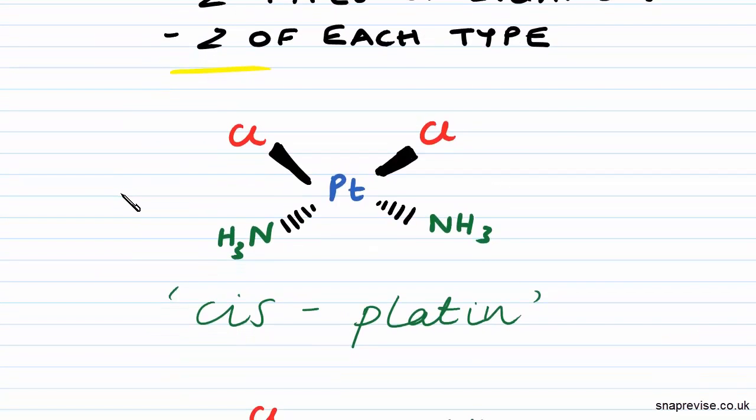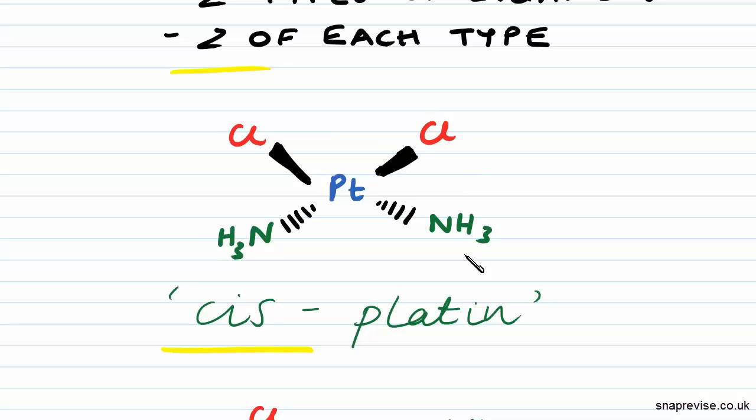Now you'll be familiar with this special little complex ion here, cis-platin. Now you can see it contains central ion of platinum surrounded by two ammonia ligands and two chloride ligands, and it abides by the rules. It has two different types of ligands and two of each. Now you can see this is the cis isomer because the chlorides and the ammonia are next to each other. They're on the same side as each other.